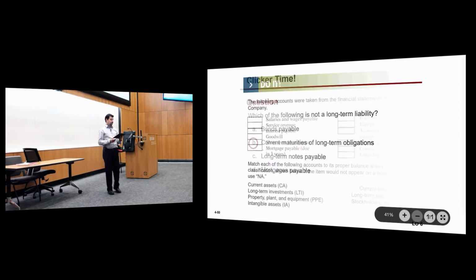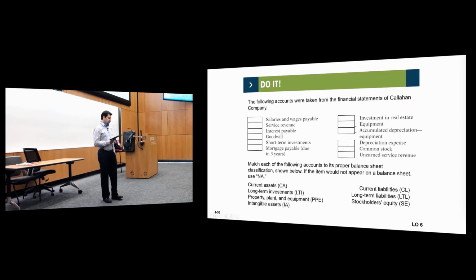I'm sorry. So the following accounts were taken from the financial statements of Callahan Company, and we need to classify them as current assets, current liabilities, long-term investments, etc. next to each one. So salaries and wages payable. Take a minute if you want to read them, and let's do that. Okay, time's up. Let's do it. So the first one, salaries and wages payable, is a current liability.